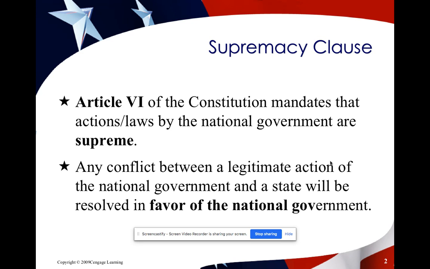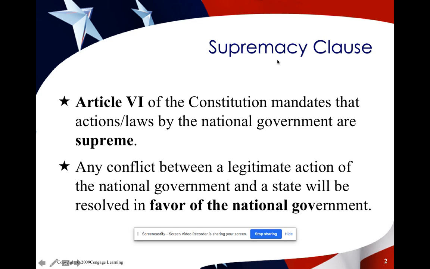national government are supreme. So we will learn that if a state law comes in conflict with a federal law, depending on a court order, but most of the time the federal law supersedes the state and local law. So once again here, any conflict between a legitimate action, that's why sometimes courts get involved, the national government and state will be resolved in the favor of a national government. So that's known as the Supremacy Clause.